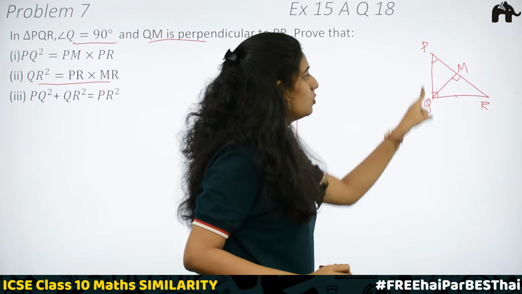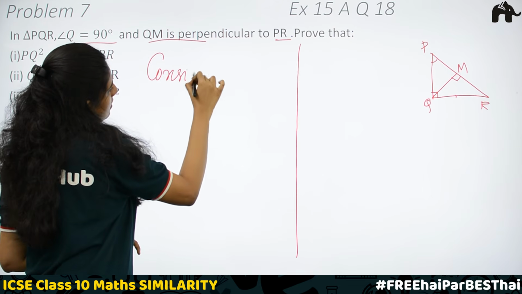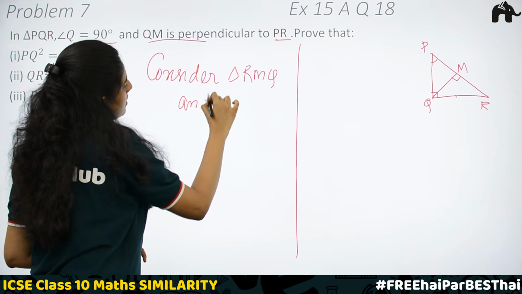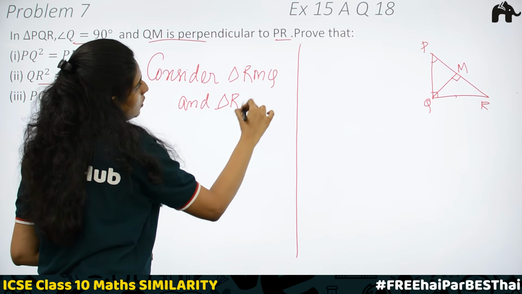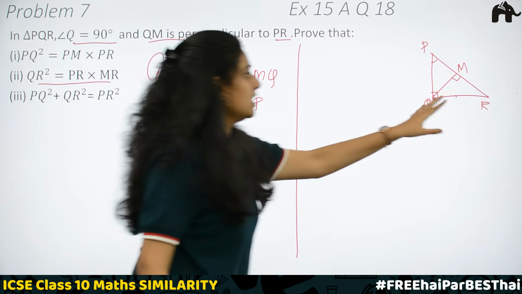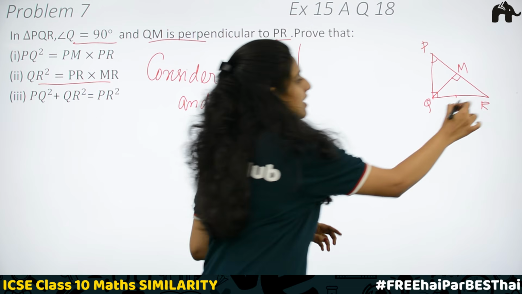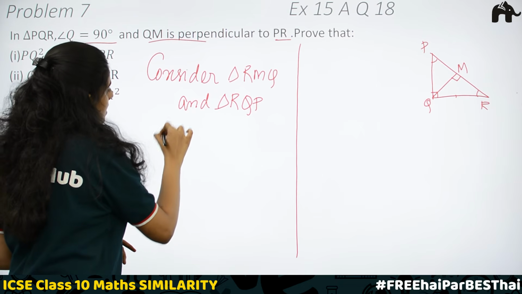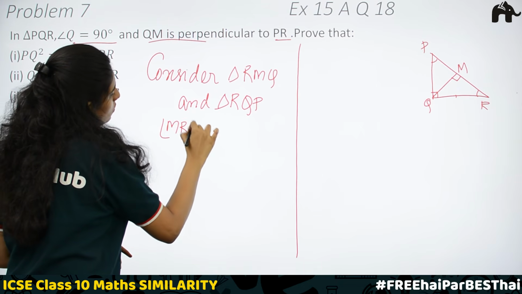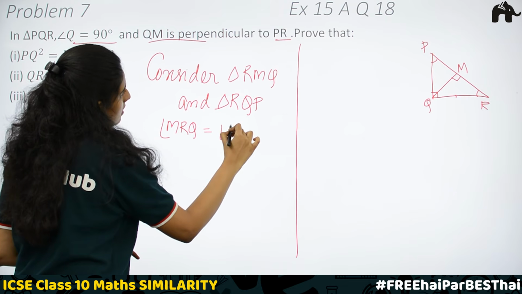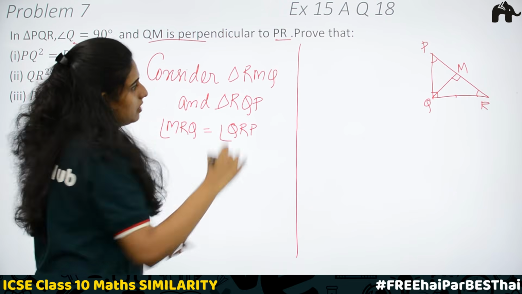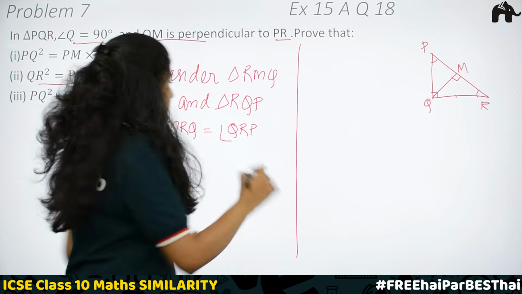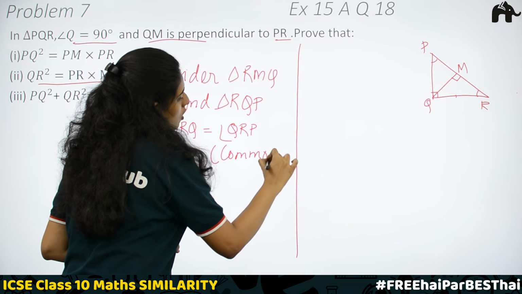Consider triangle RMQ and triangle RQP. When you consider these two triangles, there is a common angle. Yes, this angle R is common to both the triangles. That is angle MRQ is equal to angle QRP. This is a common angle. Okay, we got the first angles common.